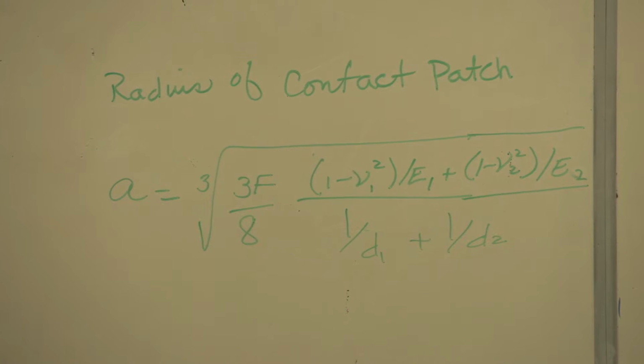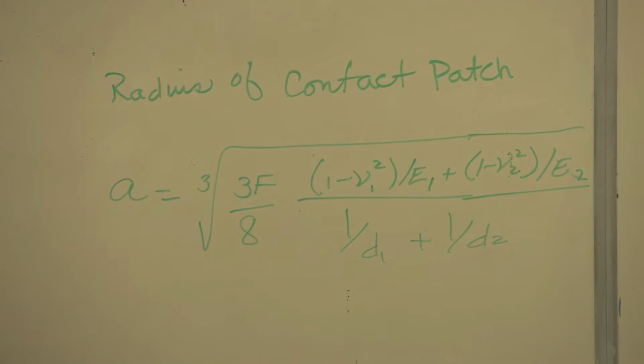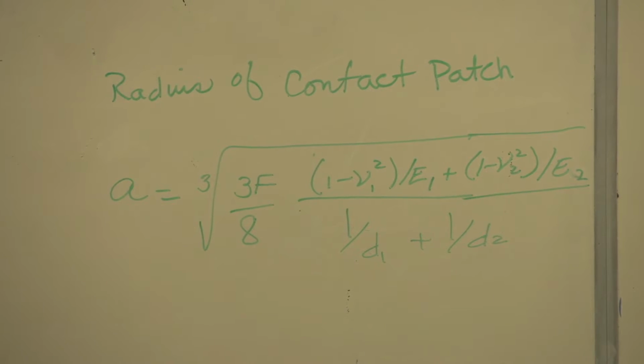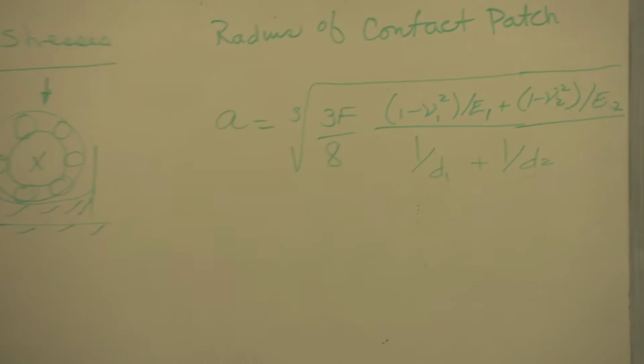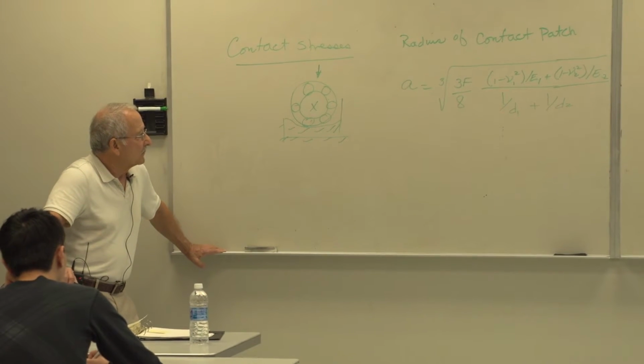In this equation, A is the radius of the contact patch, F is the load that's being transmitted between the two spheres, nu1 and E1 are the elastic properties of sphere 1, and nu2 and E2 are elastic properties of sphere 2, and D1 and D2 are their diameters. Once you have this, you can also calculate the maximum pressure that is developed between the two. And we'll take a look at that in just a second.